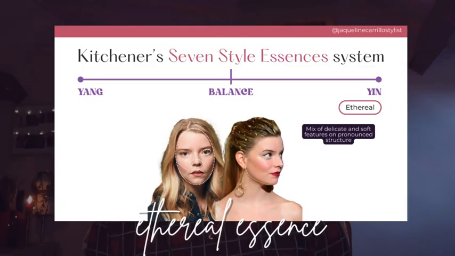And lastly, the most yin essence of the spectrum, the ethereal essence or the angelic essence. This essence is extremely delicate, but not in a cute way, more in an otherworldly way. I like to think of it as if the spectrum were a full circle instead of a line. So you would find ethereal essence and dramatic essence right next to each other.